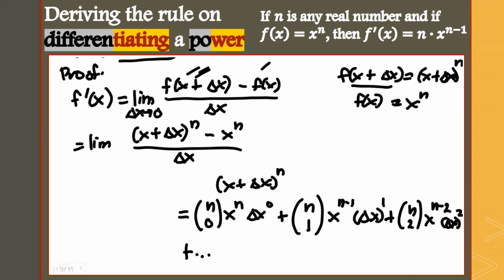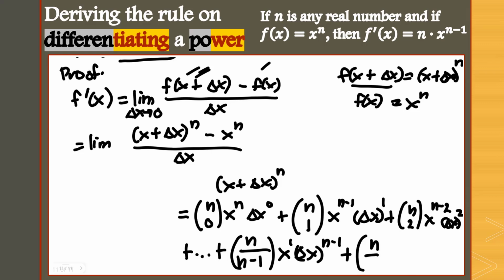Plus dot dot dot until we have the second to the last term. We have here n taken n minus 1, before we reach n, because that's the final part, you have here x to the power of 1, delta x to the n minus 1, plus you will reach your last value here of n taken n, x to the power of 0, delta x to the power of n. Sorry, this should not be a fraction because this is under combination.